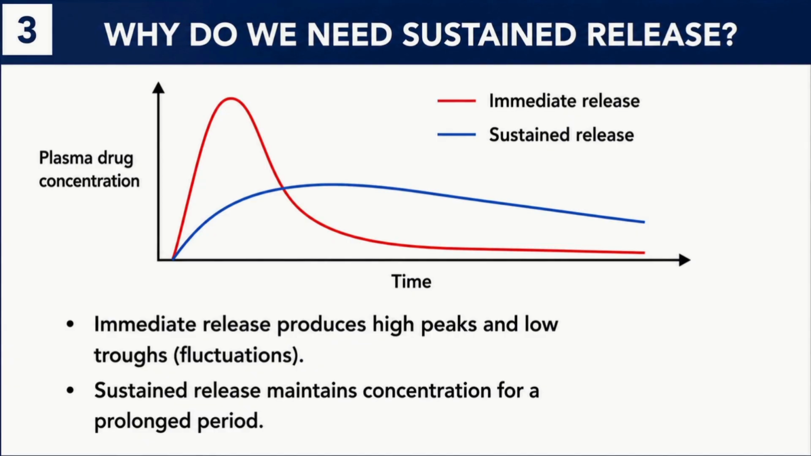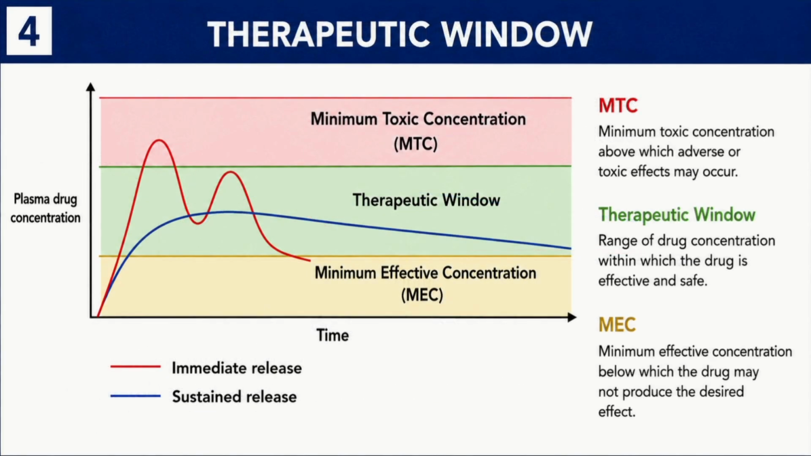What is the therapeutic window? This slide illustrates the concept of the therapeutic window. The minimum effective concentration, or MEC, represents the approximate concentration above which the desired therapeutic effects can be obtained. The minimum toxic concentration, or MTC, represents the concentration above which toxic effects are more likely to occur. Ideally, plasma drug concentration should remain between these two limits.